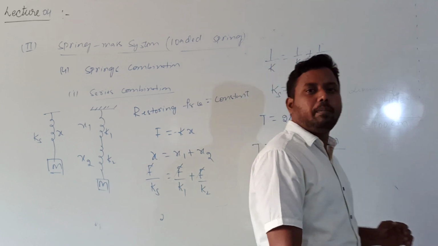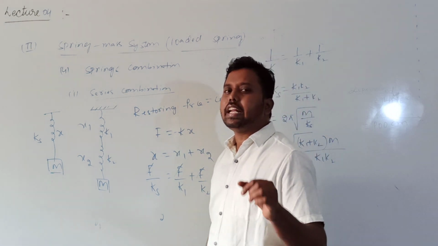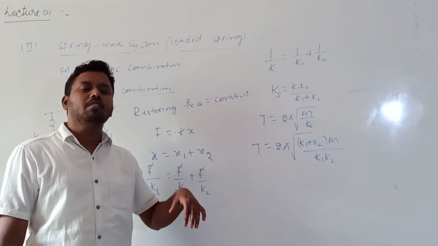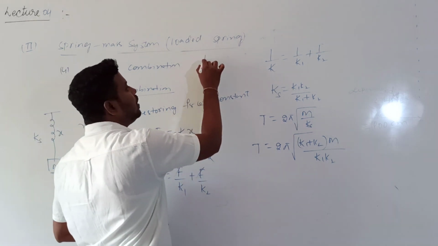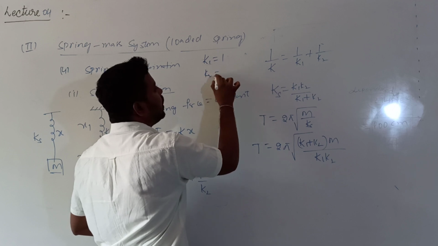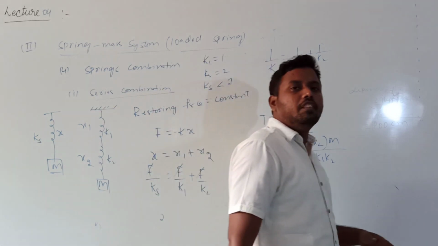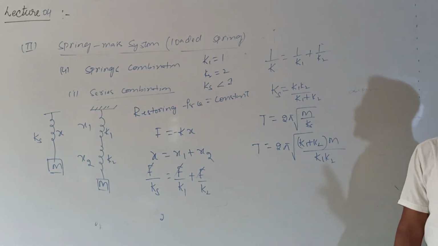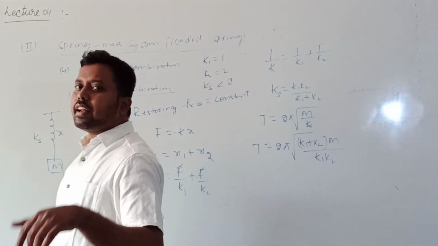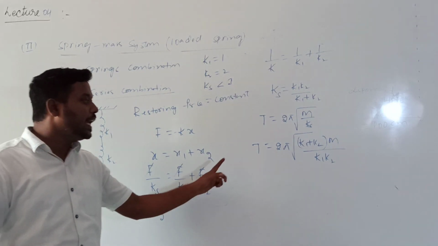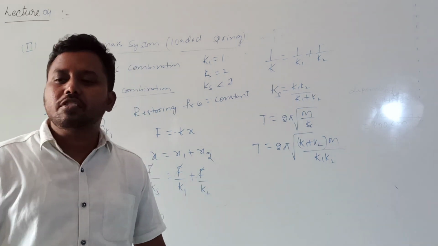Actually, you know the Ks value will be less than K1 and K2. Whenever two springs of spring constant K1 and K2 are connected in series, the resultant spring constant is less than the smallest one. For example, if K1 is equal to 1 and K2 is equal to 2, then Ks will be less than 1. So the effective spring constant decreases. Due to the decrease of spring constant, what happens to the time period? It increases. This is for the series combination.